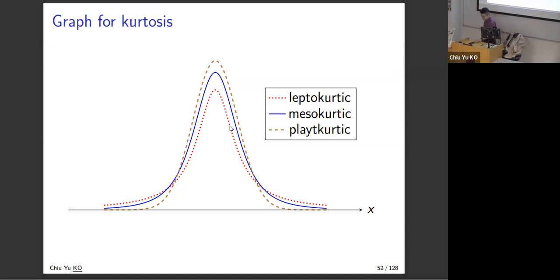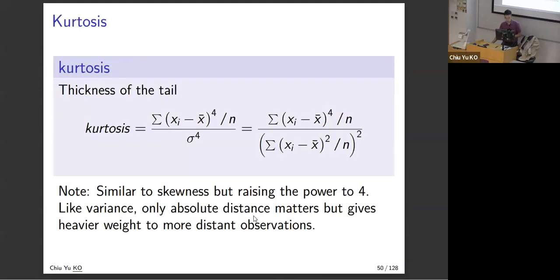But the problem is sometimes there is a thick curve, and it's the red one. Red is the thing with a thick tail, okay? And a thick tail will be an issue. The excess kurtosis is more than 0, okay? And the thin tail is the golden one, okay?